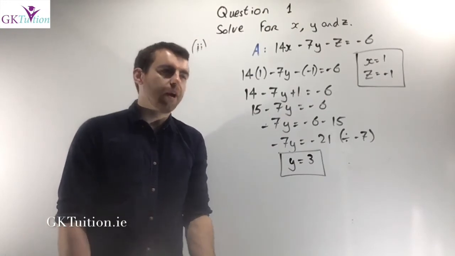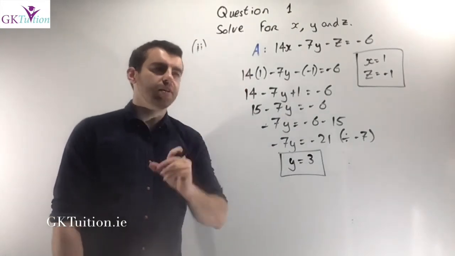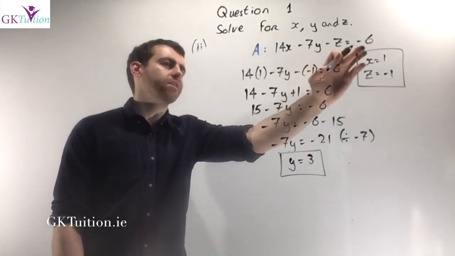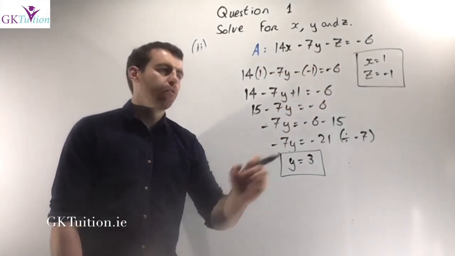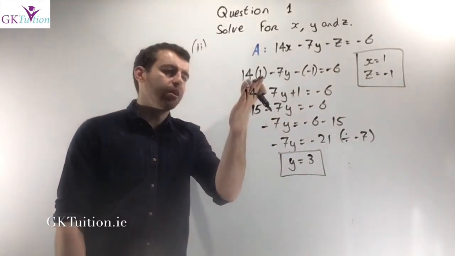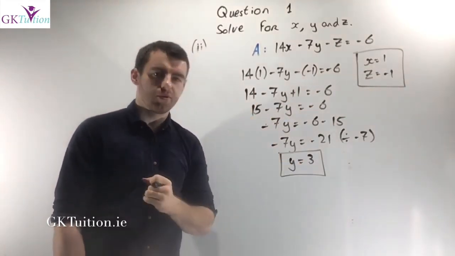So again, it doesn't really matter if I use a or c. I've decided to use a. I know that equation a is 14x minus 7y minus z equals minus 6. I've worked out that x is 1 and that z is minus 1, so if I sub into the equation, I work out that y is equal to 3.